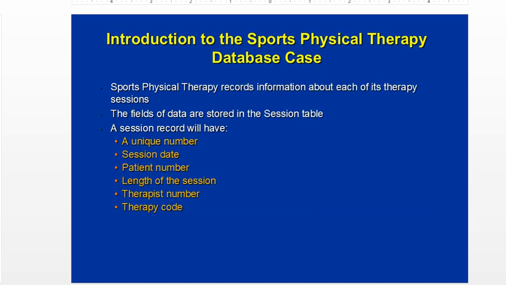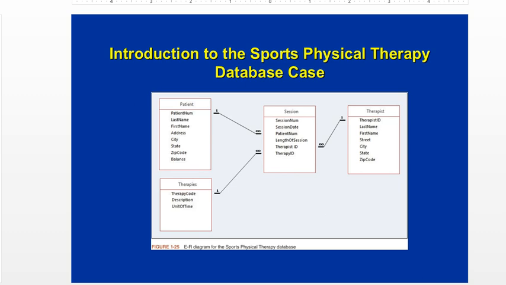Sports Physical Therapy records information about each of its therapy sessions. Fields of data are stored in the session table. A session record will have a unique number, like your student ID, the session date when it was completed, the patient's number, the length of the session, the therapist number, and then the therapist code, for billing purposes and so on.